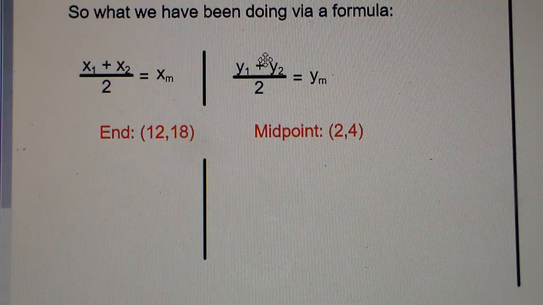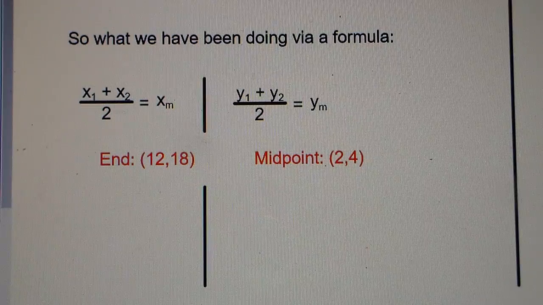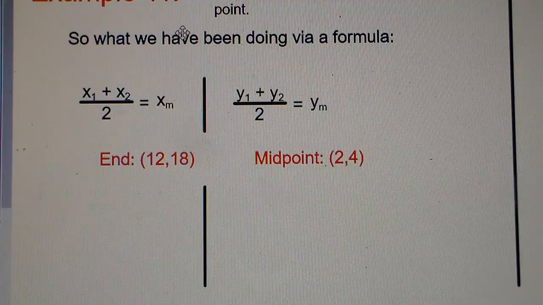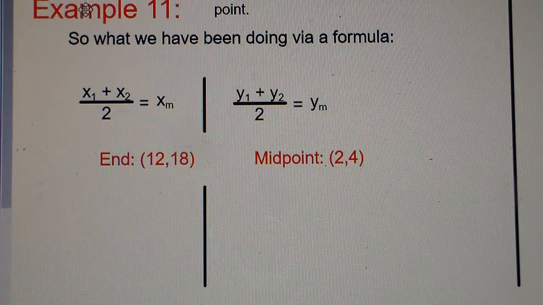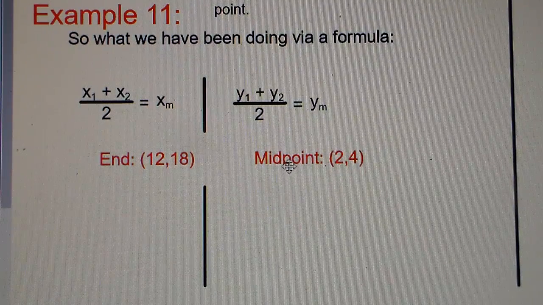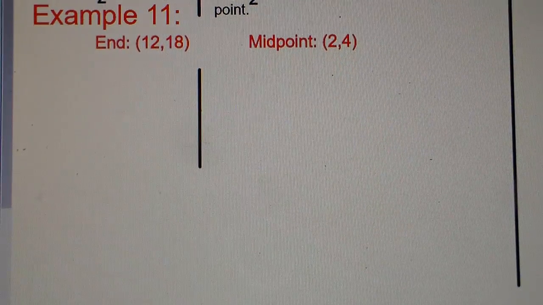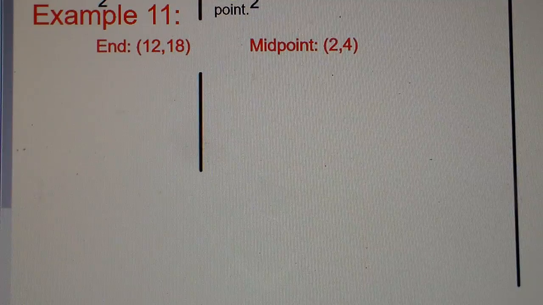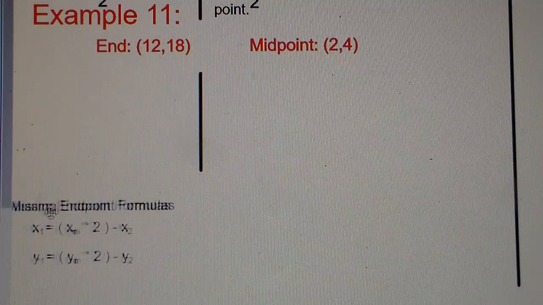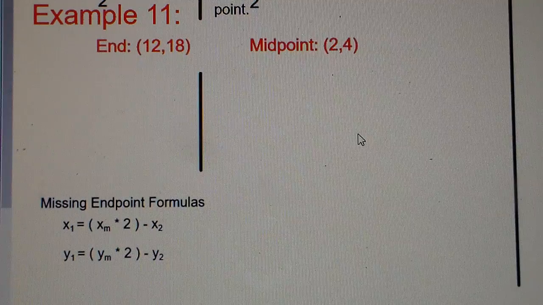So number 16. Let's use the midpoint formulas here. So example number 11. Our endpoint is 12, 18. Our midpoint is 2, 4. We're going to no longer use the midpoint formula. We're going to slide that out. We're going to use our missing endpoint formulas. So all we have to do is substitute things in. Alright, and we're going to do that actually in the next video.